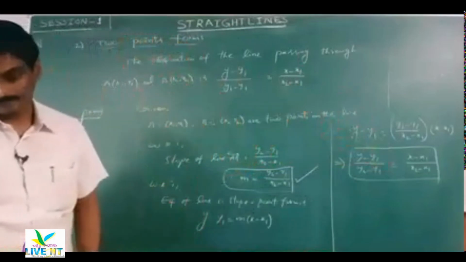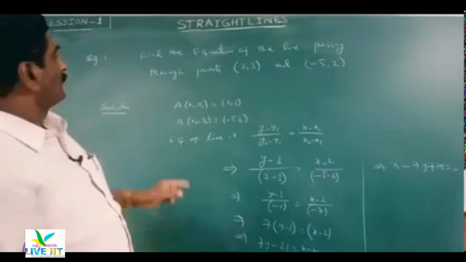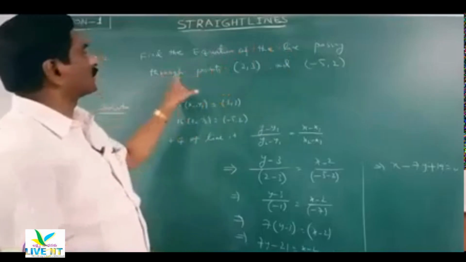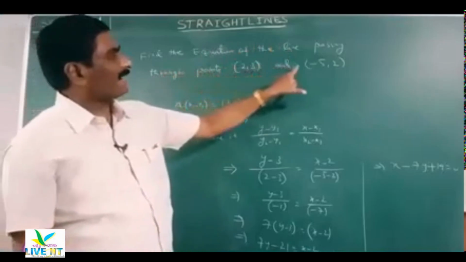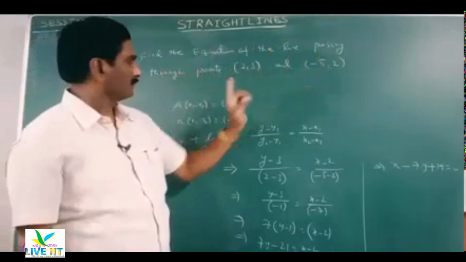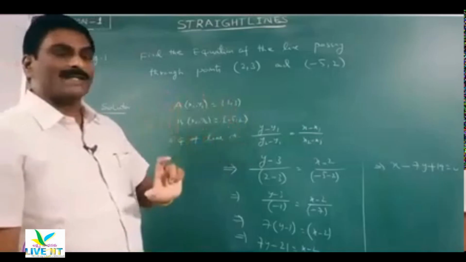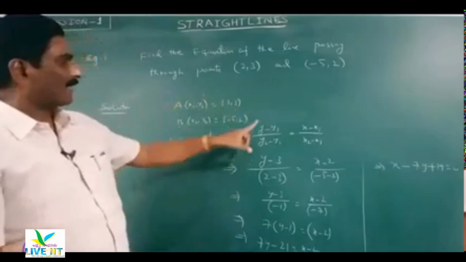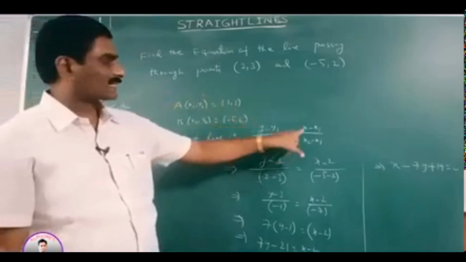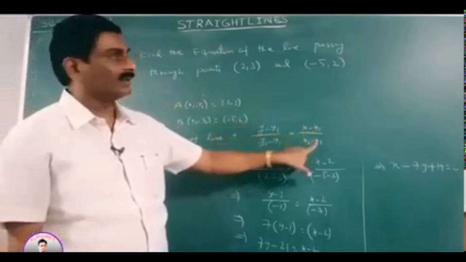Okay, please note this. Take one example. Find the equation of the line passing through the points (2, 3) and (-5, 2). Here the first point is (2, 3) and the second point is (-5, 2). If two points are given, what is the equation of the line? y minus y1 by y2 minus y1 is equal to x minus x1 by x2 minus x1.